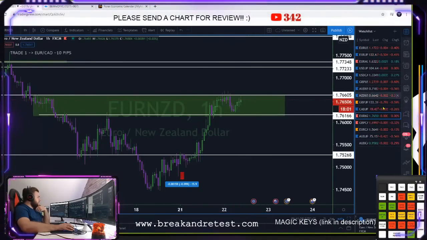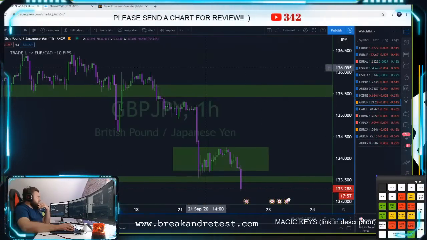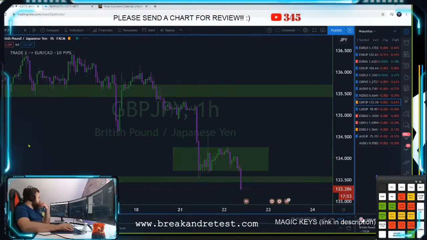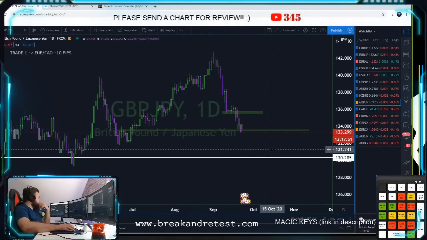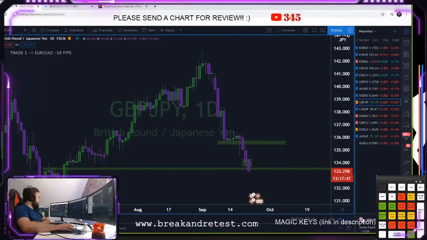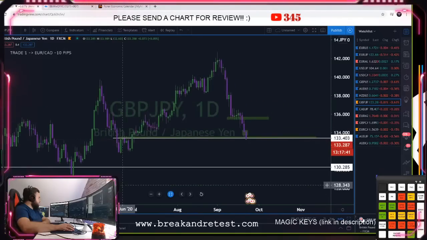So let's see what happens. GJ is dropping. Wow, what a drop for GJ since yesterday. It's even going past this daily support here. If it does close below that, look at this, free traffic all the way down.